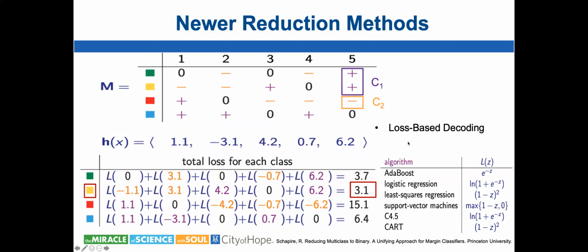The next approach that we're going to talk about is called loss-based decoding. Loss-based decoding is a very interesting approach because we are trying to figure out a way to unify the best of the one-versus-all binary classifiers, as we've seen before, as well as ECOC. How can we unify them to get something more substantial?